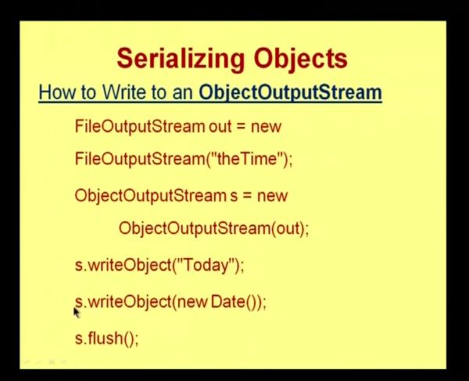Next we have s.writeObject(new Date). New is a keyword which is used in order to create an object. So I am creating an object of Date and then I am trying to write that into my stream, and the stream will again be written into the file. Then I am flushing the contents from the stream. Here I create a string object and then a date object. I first write the string object inside my stream and then I write my date object inside my stream. So my object will now be converted into a stream of bytes.